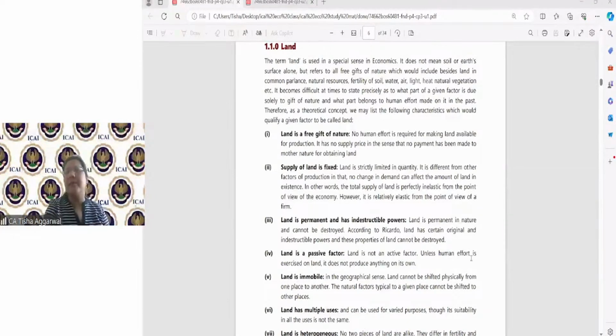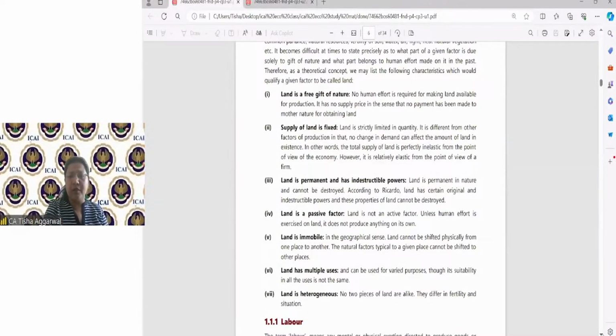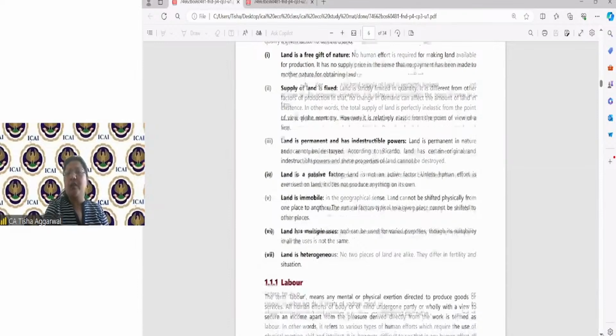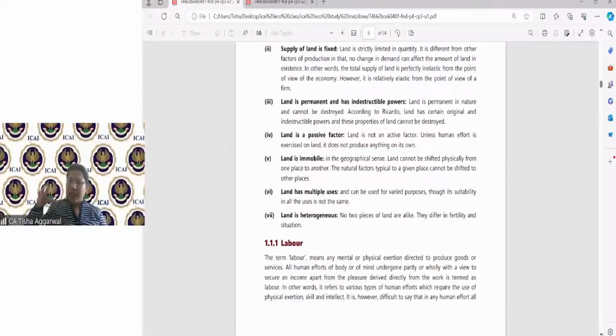Next, land is immobile. Can you move land from one place to another? You cannot. Okay. So this cannot be shifted physically from one place to another. Next, it has multiple uses. When it says multiple uses, it basically means that all the uses are not the same. Okay. That means it can be utilized for a wide range of purposes.